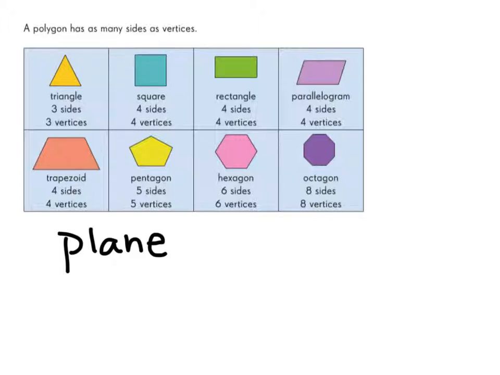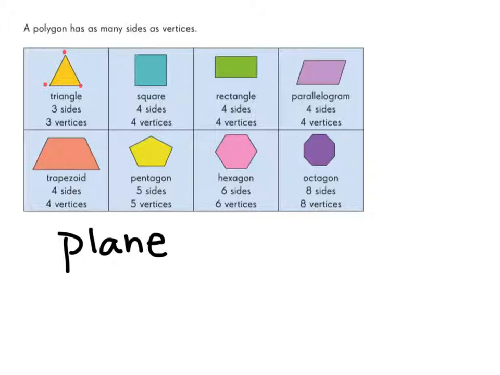Before we move on to three-dimensional shapes, let's review a few of our polygons. Recall that a polygon has as many sides as vertices. For example, a triangle has 3 sides and 3 vertices. A square has 4 sides and 4 vertices. A rectangle also has 4 sides and 4 vertices. Parallelograms and trapezoids also have 4 sides and 4 vertices.